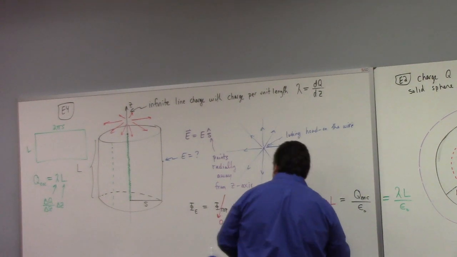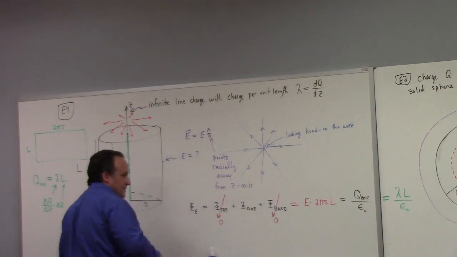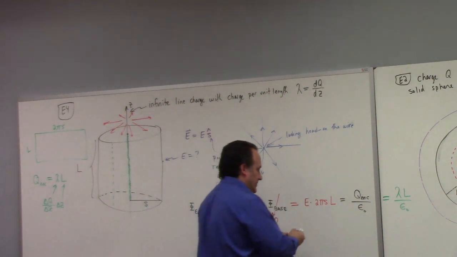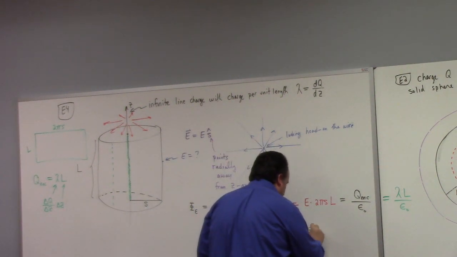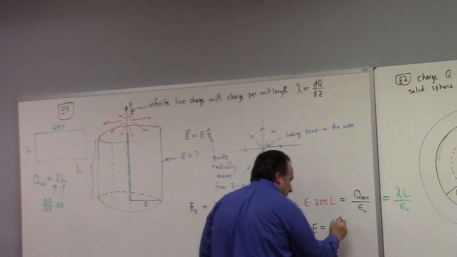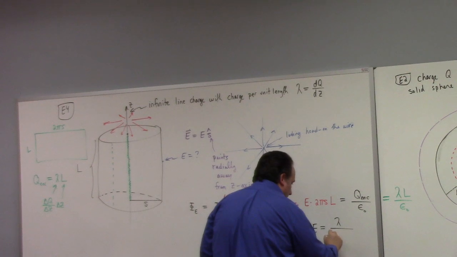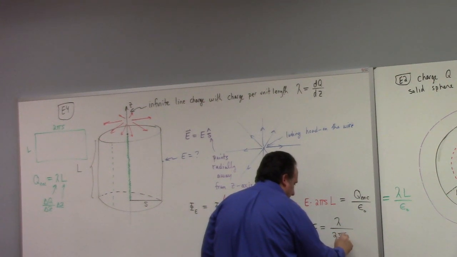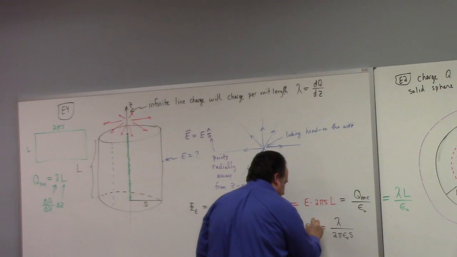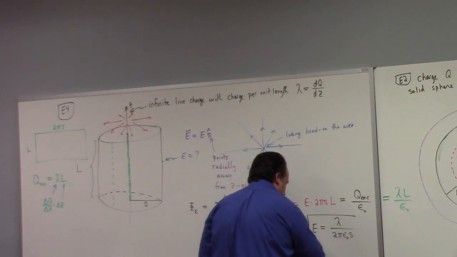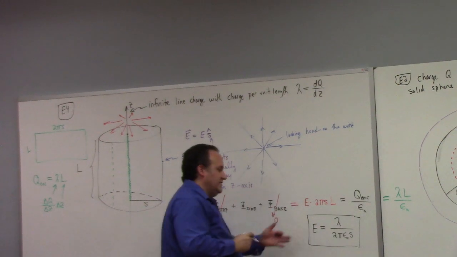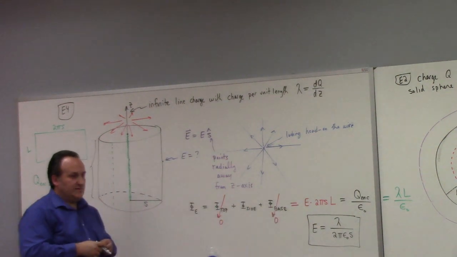Now, finishing blow here, we just solve for E. And what do you get? We get E is lambda over 2 pi epsilon naught times S. And if you want me to put in the directionality, we could do that next. But there you go. That's the magnitude of the electric field due to an infinite line charge.